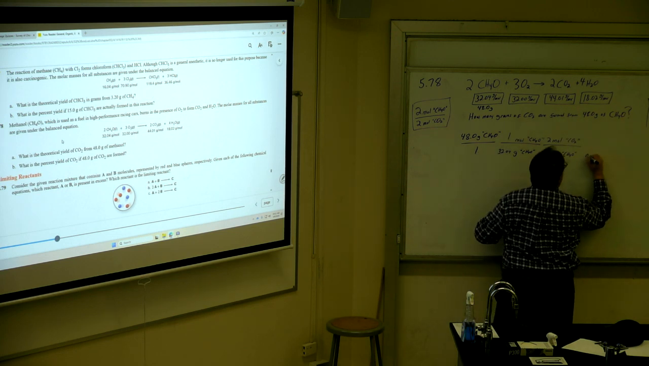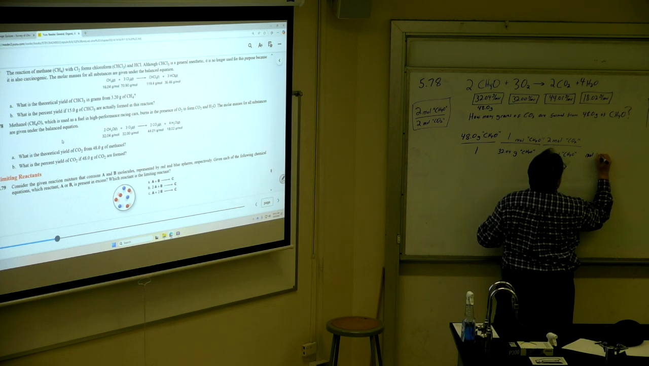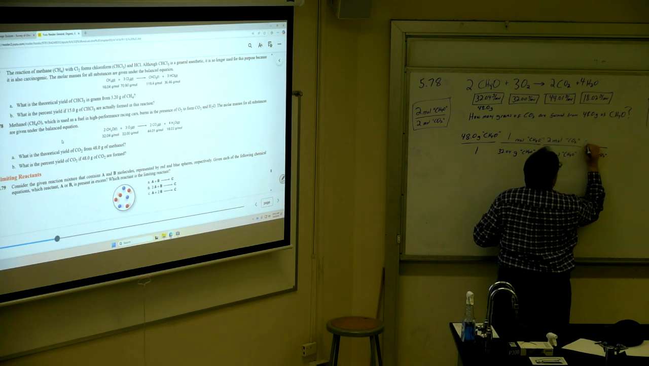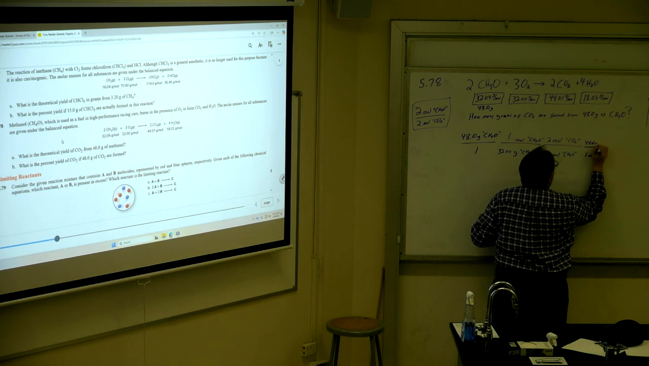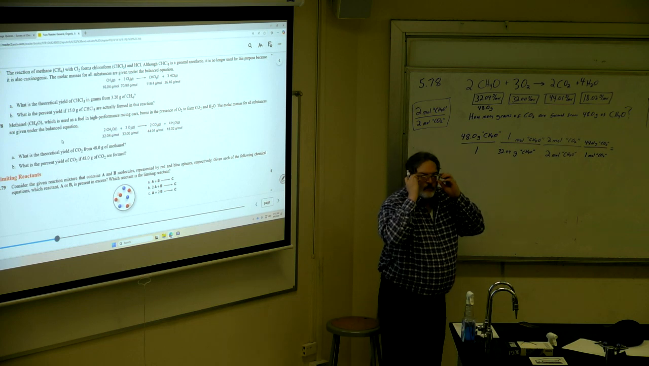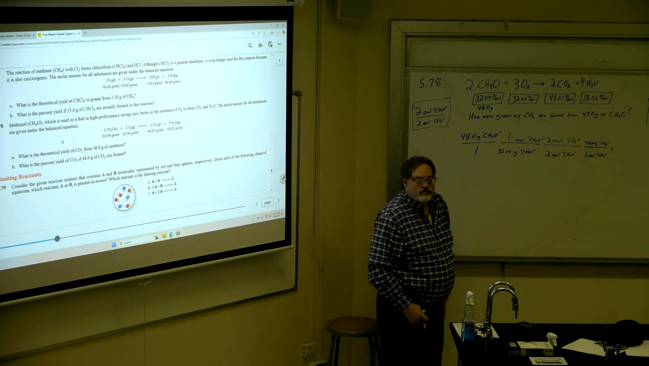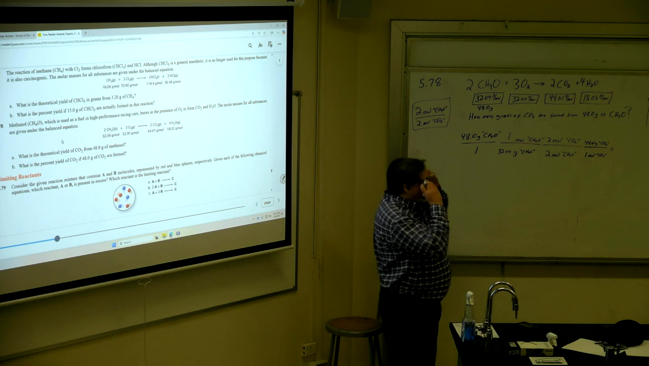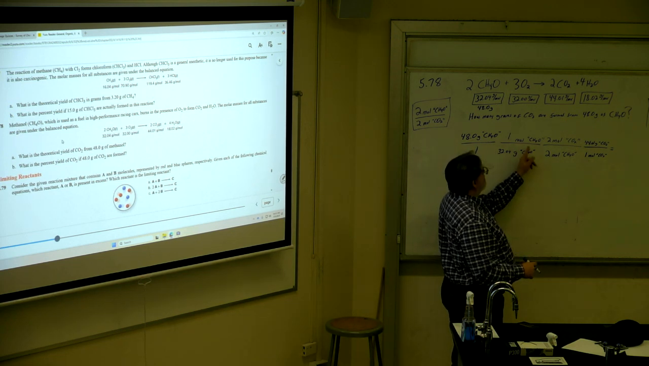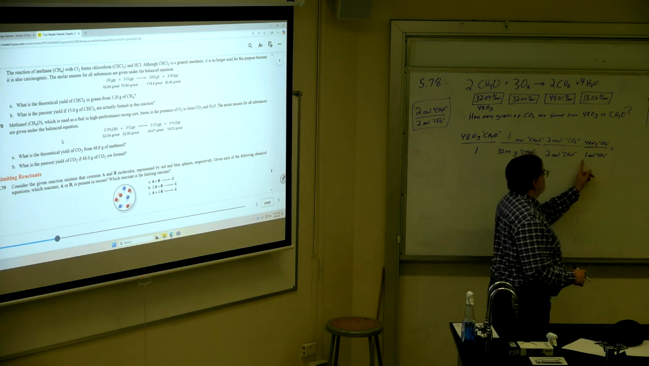I need moles, running out of room. One mole of CO2 is 44.01 grams. That'll tell us how many grams. You see where I got all this? So now it's just the math. Of course, grams of methanol, moles of methanol, moles of methanol, moles of CO2, moles of CO2.